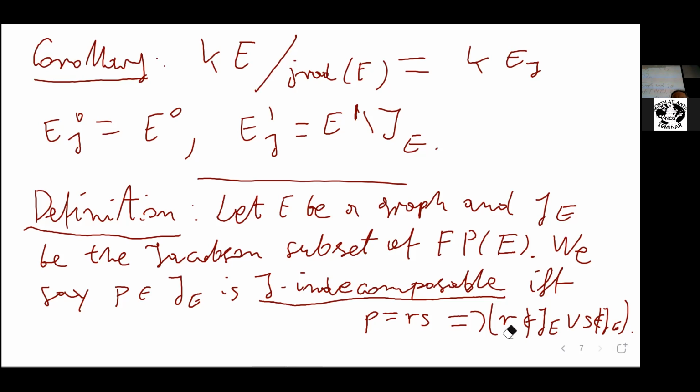Okay. So that's why it doesn't make sense to define J indecomposability for a path which is not in the Jacobson subset. But here, this is quite an important concept. And I hope that you can see that a path is J decomposable if and only if it contains only one Jacobson edge.